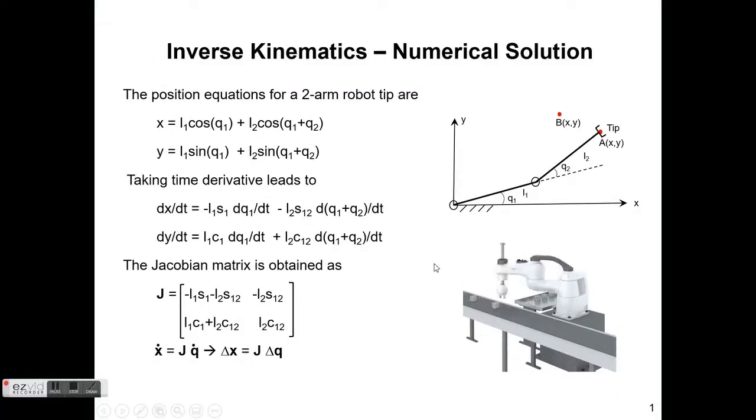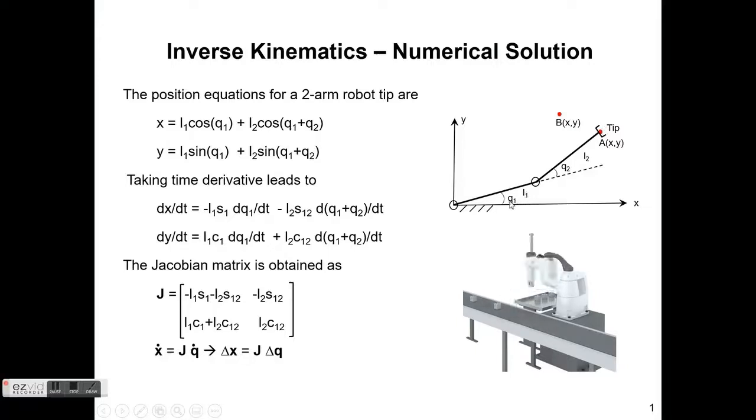Okay. Today I'm going to show you how to do the simulation for point-to-point control, like for this pick and place application. So using two-arm robot, and here's a two-arm robot model.